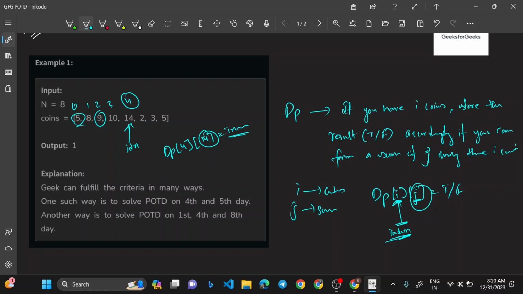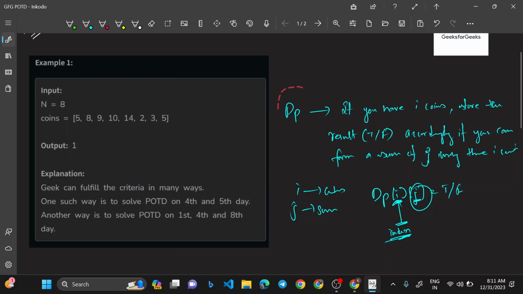So dp of i, j denotes that I can use some number of coins till that ith index to make a sum of j. That is the thing. If it is yes, then you store true. If it is not, store false. That is what we will do. Now how can we come to the conclusion?